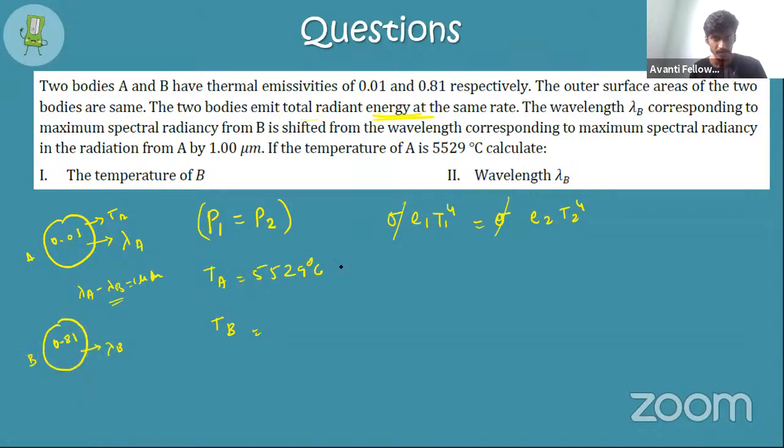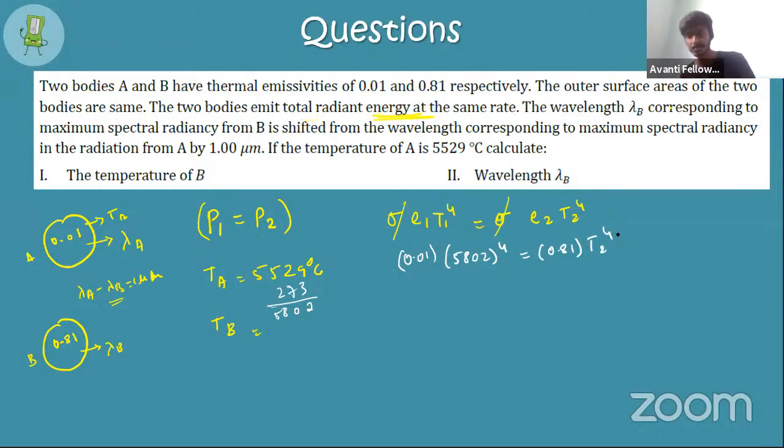Along with me. So emissivity is given as, students, 0.01 for object 1. Okay. Temperature 1 is how much? It should always be in Kelvin, okay, not in Celsius. Okay, 273. So it becomes 5802 to the power of 4 is equal to emissivity of the second object, 0.81, and T to the power of 4, the second temperature to the power of 4.